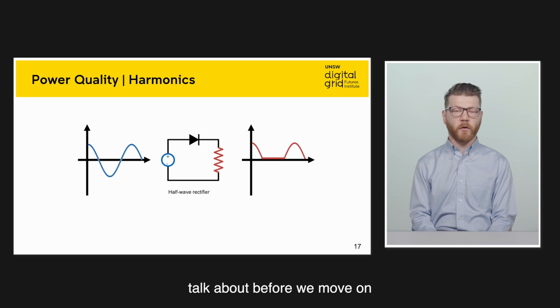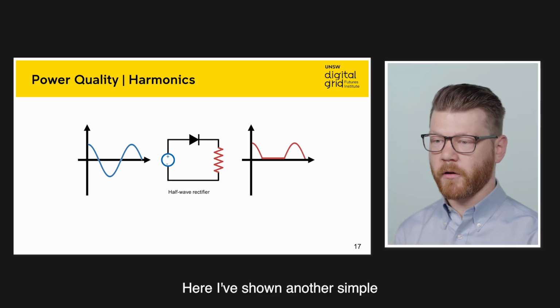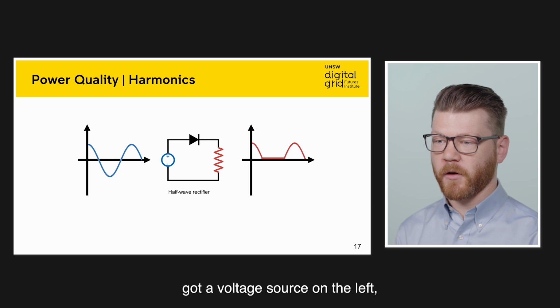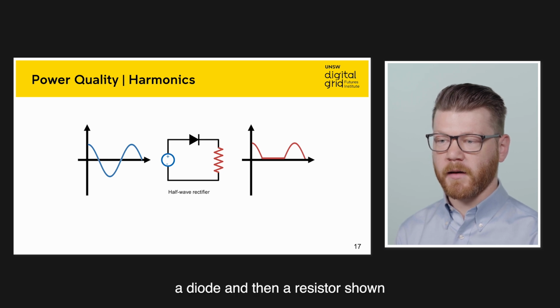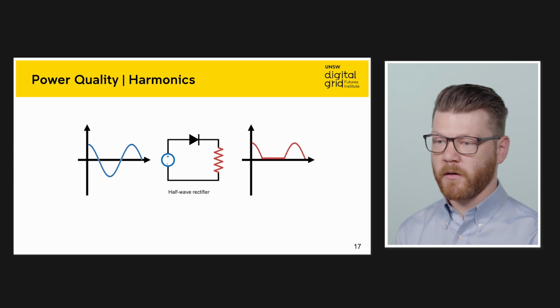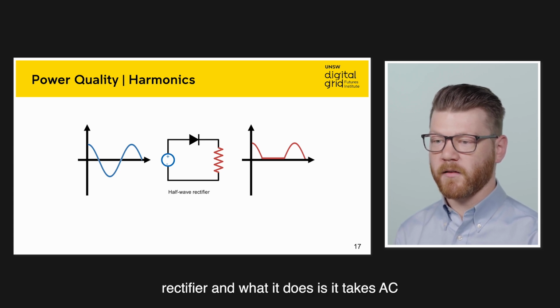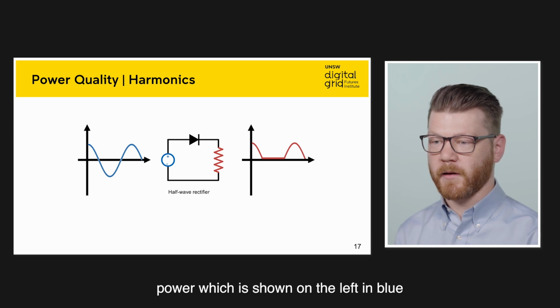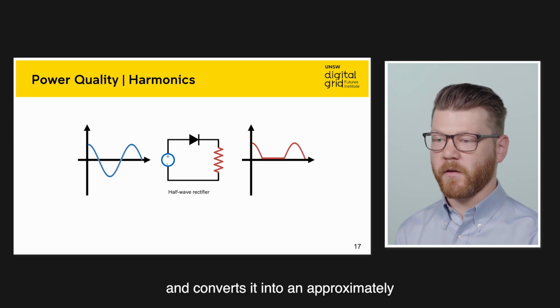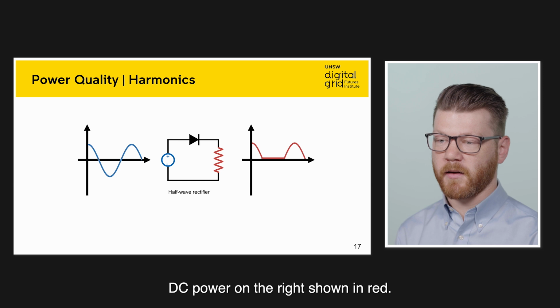The last part I'm going to talk about before we move on is power quality and harmonics. Here I've shown another simple circuit in the middle where we've got a voltage source on the left, a diode, and then a resistor shown in red, which represents a load. This circuit is known as a half-wave rectifier, and what it does is it takes AC power, which is shown on the left in blue, and converts it into an approximately DC power on the right, shown in red.